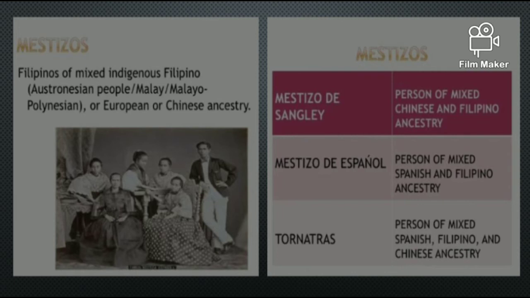Mestizos. Mestizos are Filipinos of mixed indigenous Filipino, Austronesian people, Malay or Malayo-Polynesian, and European or Chinese ancestry. The mestizos have three types. Mestizos de Sangley, persons of mixed Chinese and Filipino ancestry. Mestizos de Español, persons of mixed Spanish and Filipino ancestry. And lastly is the Tornatras. Tornatras are persons of mixed Spanish, Filipino, and Chinese ancestry.